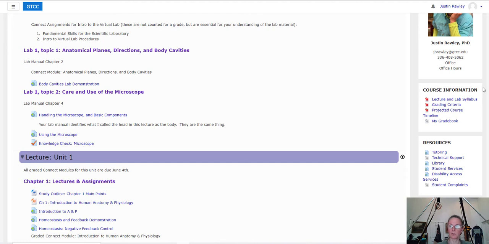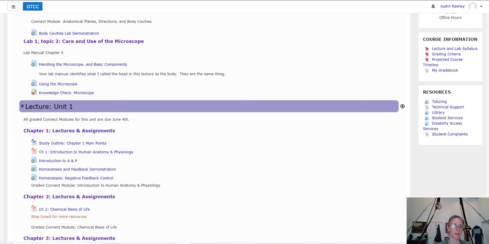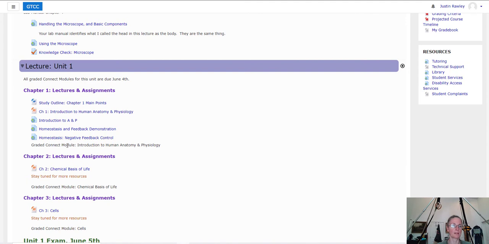One of the things that you'll notice is each chapter has with it a graded Connect module. And this is important because the Connect module is what's going to help you study. Not only does it make you read the textbook, answer questions, there are homework assignments in there, but it's going to prepare you for the exams. So if you stick with the program and you study every day and you complete the Connect modules, then you'll be well prepared to take the exam.